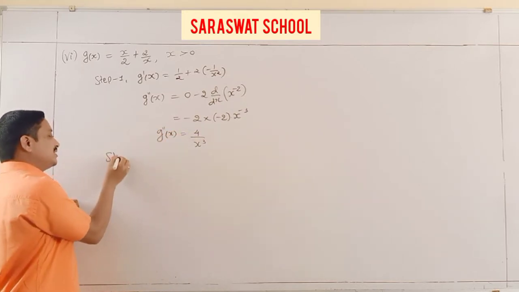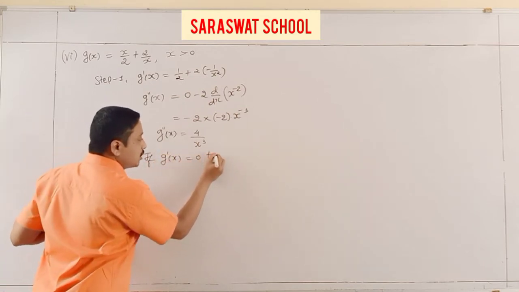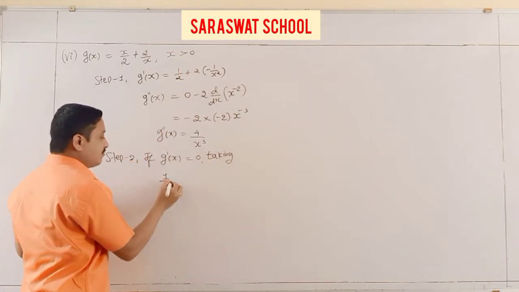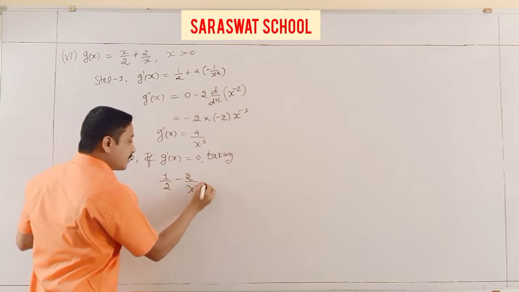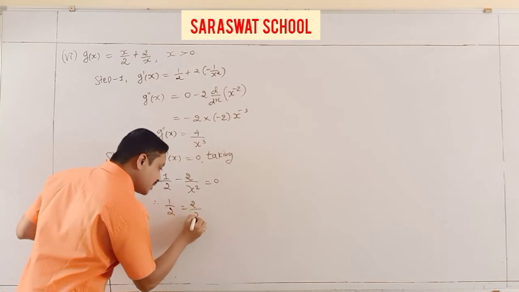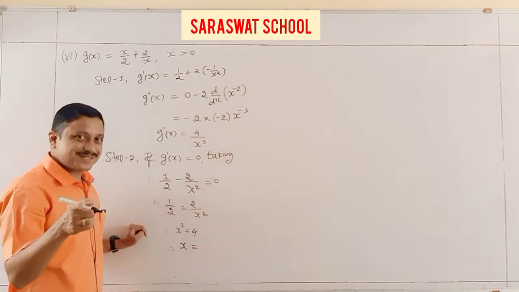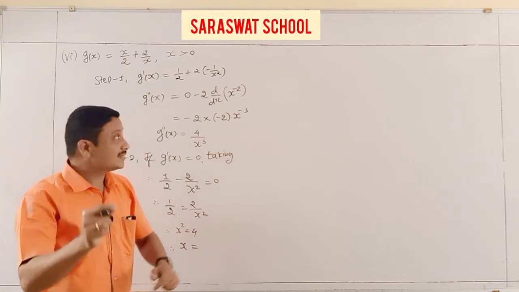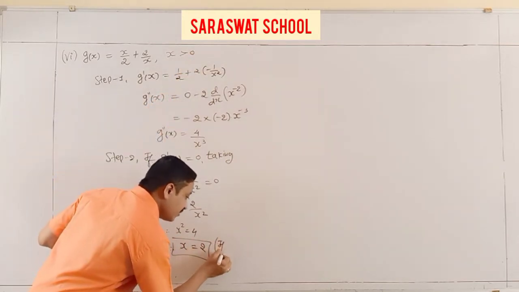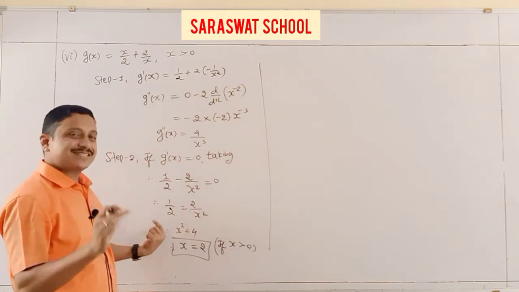Now students, I am going ahead to step 2. If g'(x) is equal to 0, apply your g'(x) value: half minus 2 by x square is equal to 0. Simple, 1 by 2 is equal to 2 by x square, so x square is equal to 4. So x is equal to what? Plus or minus 2, yes, correct thinking. But x is greater than 0, so I only write 2. So here, students, that is our first and second steps.